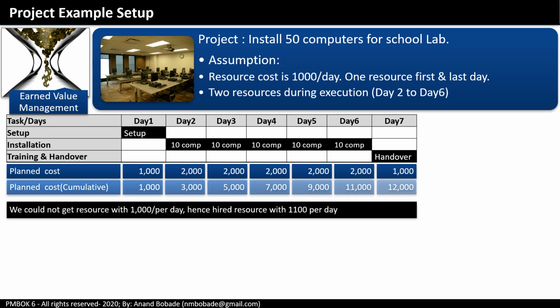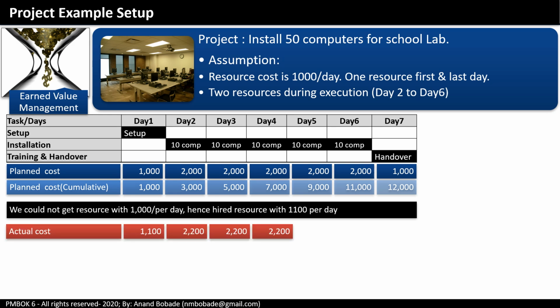So here's what happens. Day 1 AC equals 1,100. Day 2 AC equals 2,200. Day 3 AC, 2,200. Day 4 AC, 2,200. That means by the end of day 4, your cumulative AC is 7,700.